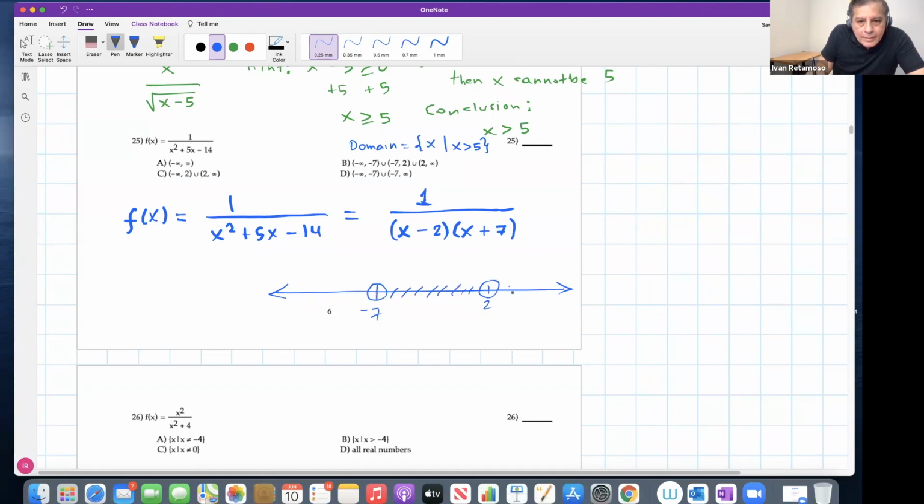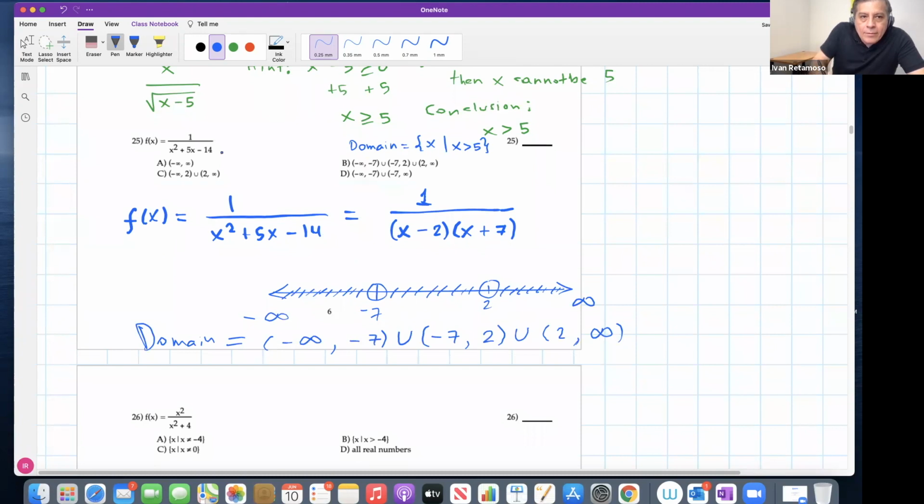So the rest of the real numbers are good. You're going to take everything starting at negative infinity all the way up to -7. Skip this one, with an empty, hollow circle. Continue with -7 and go up to 2. And from 2, go all the way up to infinity. This should be the domain of this function.